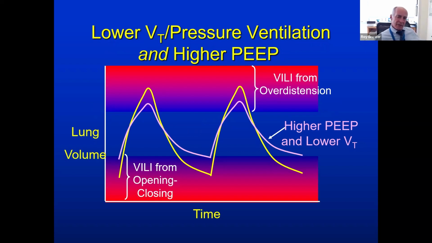After completing the tidal volume trial, the ARDS Network turned to a different problem, namely ventilator-induced lung injury from opening and closing. Everybody got randomized to 6 milliliters per kilogram tidal volume, but half of the patients received a higher PEEP and half received lower PEEP.